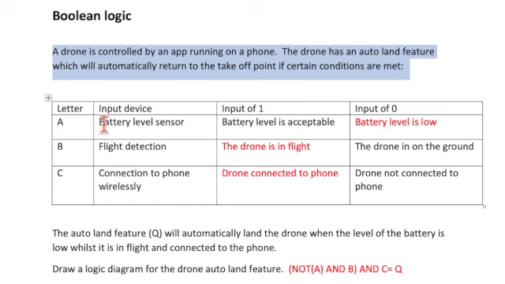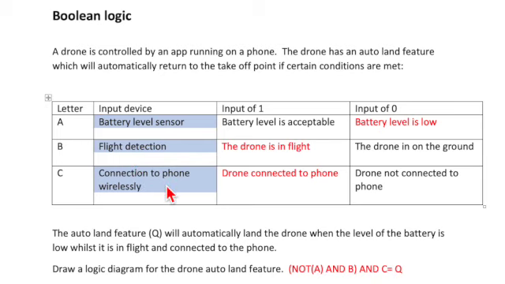There are three different inputs that the drone uses to determine whether the auto land feature is activated. And these are represented with letters A, B and C. So the first input is the battery level sensor. The input of a 1 would indicate that the battery level is acceptable. An input of a 0 would show the battery level as being low.